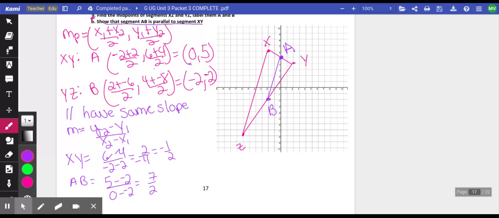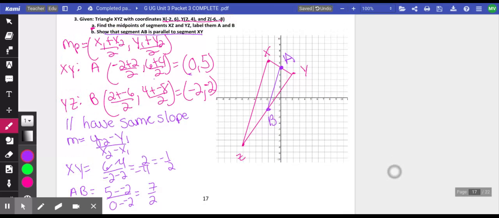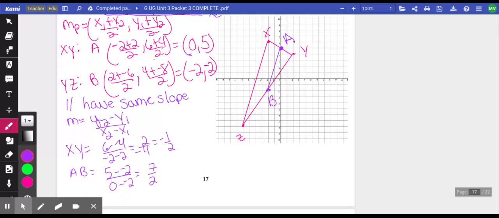which means I have a mistake. I see my mistake. It's in the typed problem. I don't want to show AB as parallel to XY, because if we look at the diagram, it is not parallel to XY. I want to show AB as parallel to XZ. So let's fix that typo. It should be XZ. And then we don't need to find the slope of XY. We need to find the slope of XZ, because AB is not parallel to XY. You can see that they cross. Parallel means two lines that never cross.